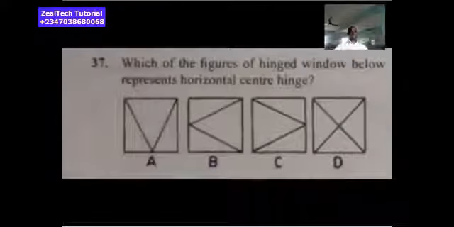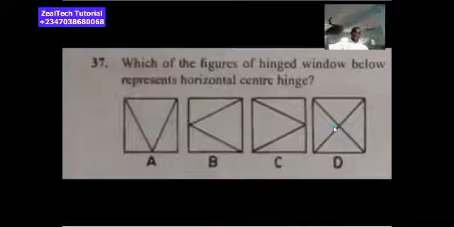Which of the figures of hinge window below represent horizontal center swing? Horizontal center swing. The answer is D. All right, horizontally, the swing is fixed somewhere in the center here and at the center here, represented by this point where these two lines cross. So this thing can rotate around.